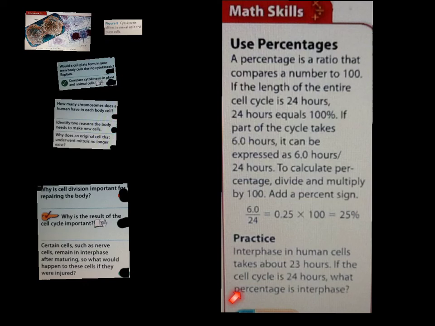Not all damage can be repaired, however, because not all cells continue to divide. Recall that mature nerve cells stop the cell cycle in interphase. For this reason, injuries to nerve cells often cause permanent damage. Check. Why is the result of the cell cycle important?